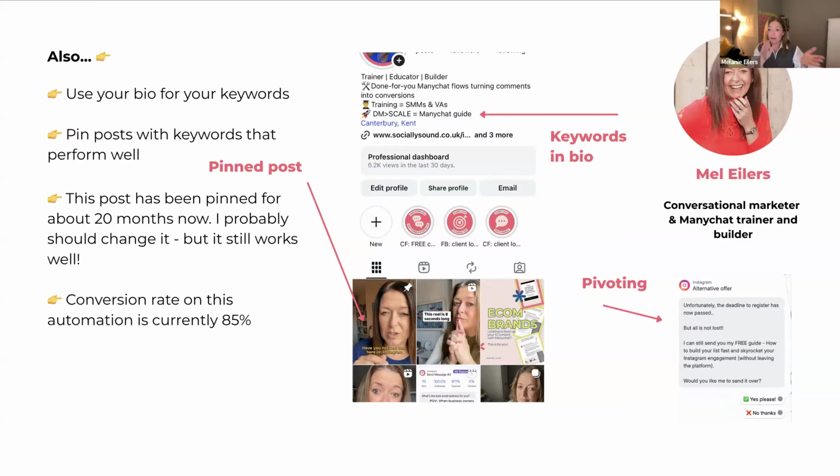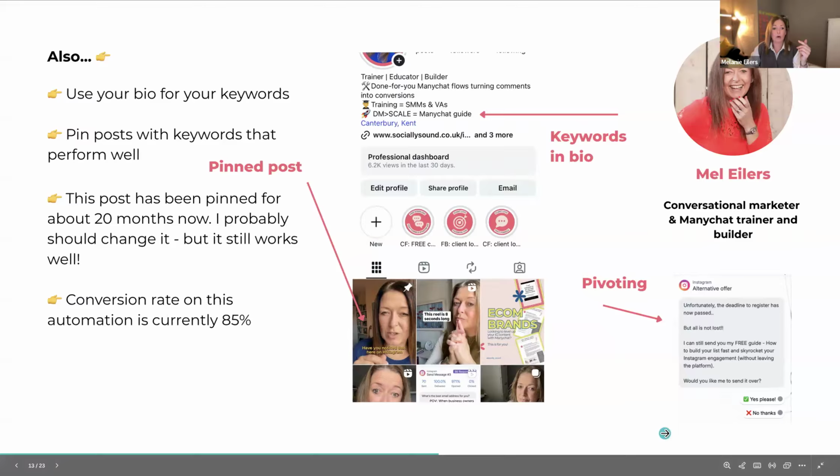They may not want it, fair enough, but the fact that that automation is still replying and is still giving them something, an alternative offer, can be absolute gold. And then for you as a business, you're not getting people opting in for a webinar that's now no longer running, but you are still gathering them as a potential lead. So doing all these things as I do them in my Instagram marketing can really help with your conversion rate.